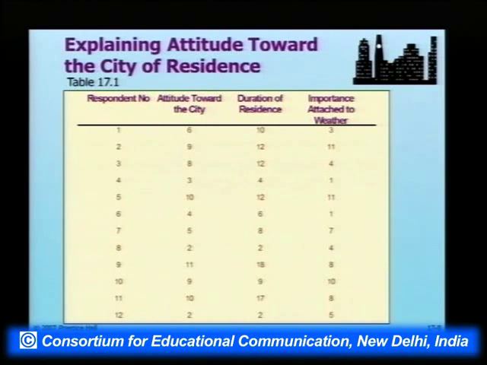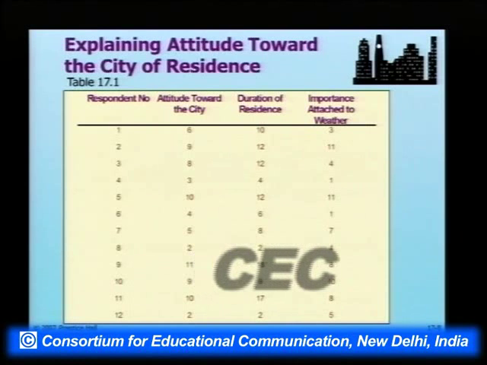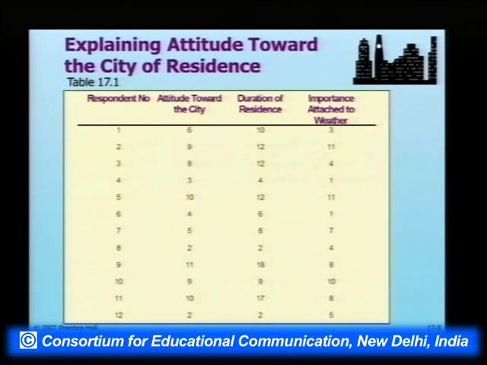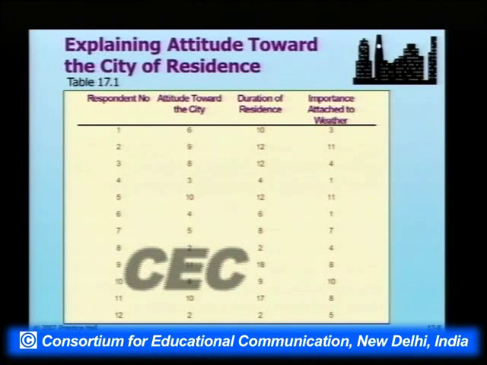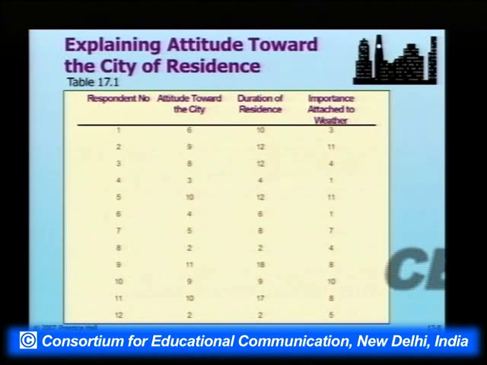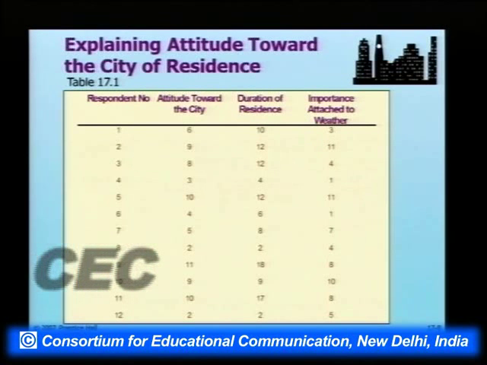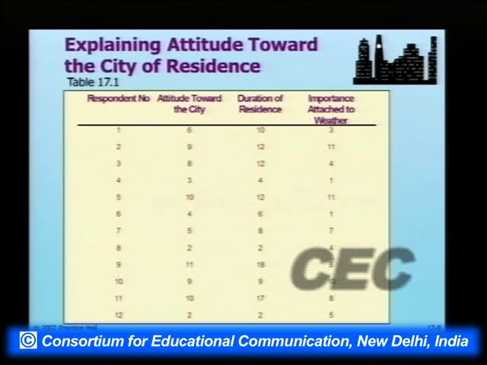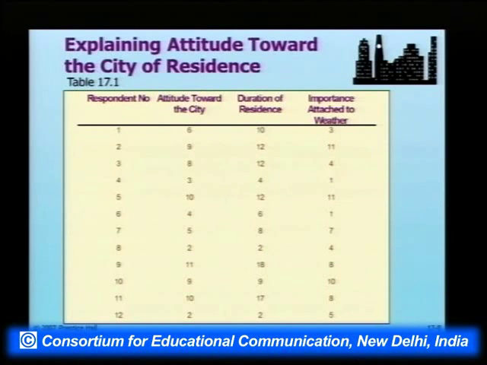So we believe that perhaps duration of residence has something to do with the attitude towards the city, and duration of residence has been measured on a ratio scale. We have asked the direct question as to how many years have you been residing in the city, and people have given responses to that. Then the third, again an independent variable, is importance attached to weather. People may give different importance to the weather in the city, and this importance given to weather might affect the attitude towards the city.